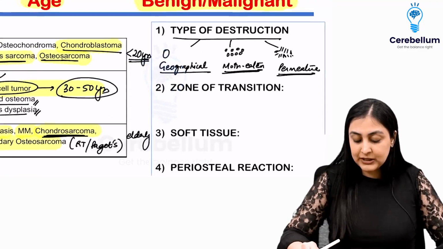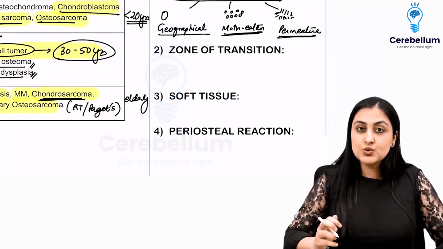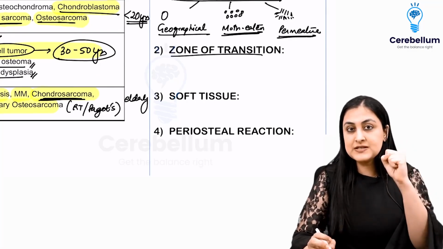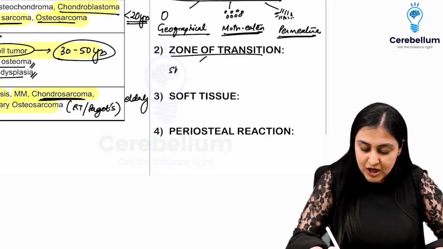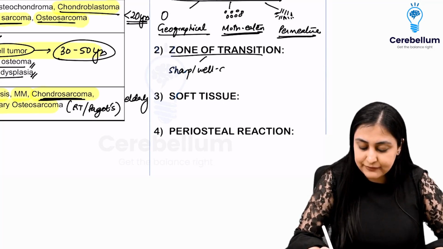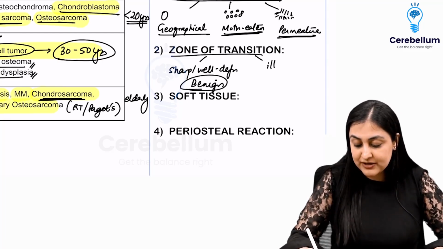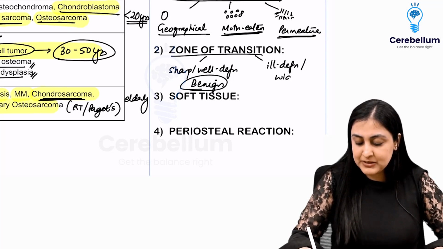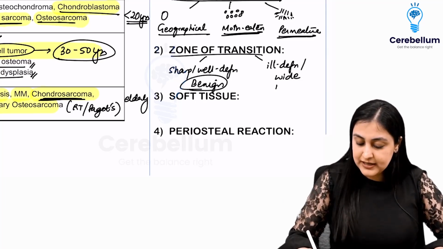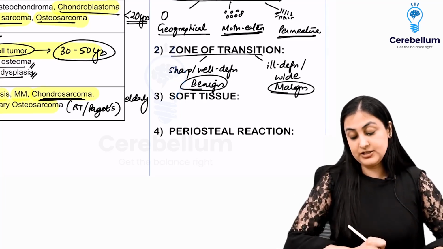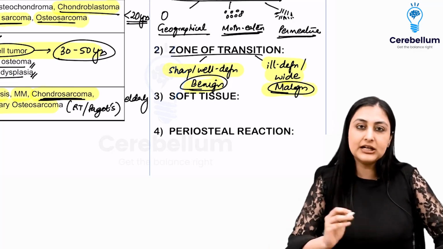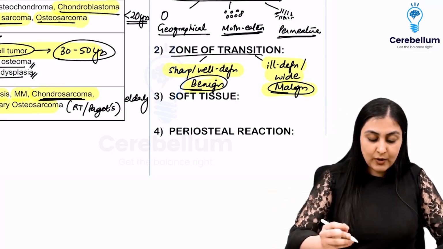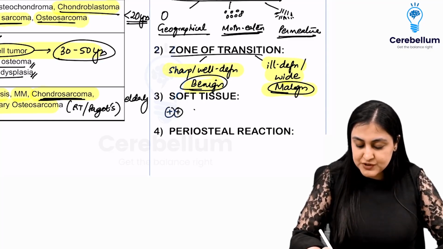The next feature that we can look at is the zone of transition. By zone of transition, what I mean is, if this is the tumor and this is the normal bone, how is the margin? If the margin is very sharp, or if the margin is very well defined, meaning it is a benign tumor. But if the margins are very ill defined, or the other way of describing it is a wide zone of transition, it is likely to be more malignant. Okay, so well defined or sharp is benign, ill defined or wide is malignant. Again, pretty logical, right? Then obviously, if there is soft tissue which is present, it is more likely to be a malignant lesion.